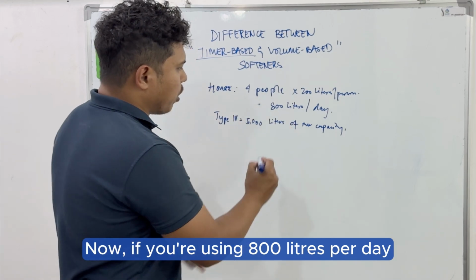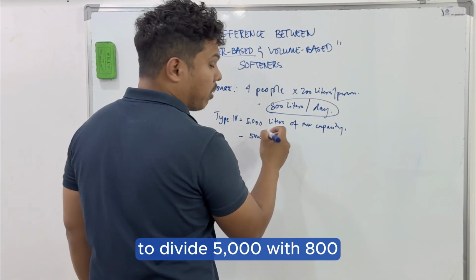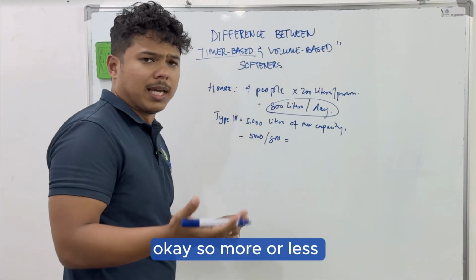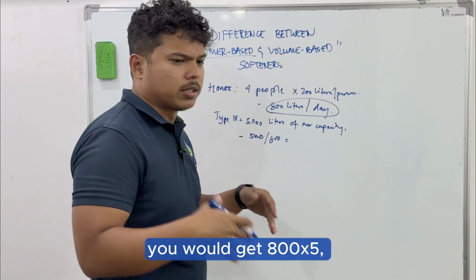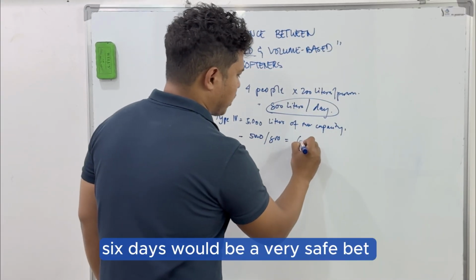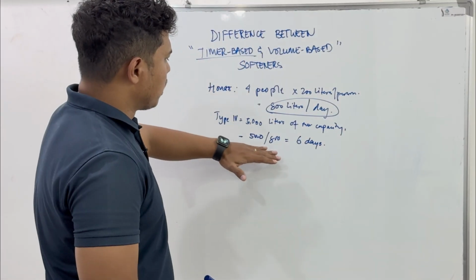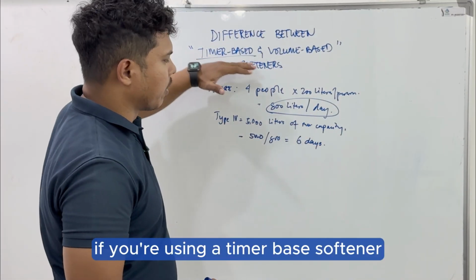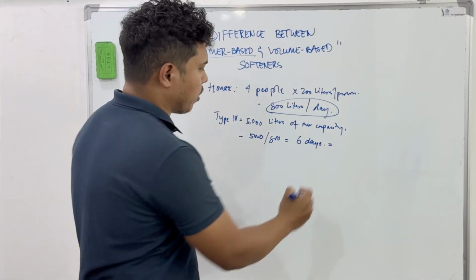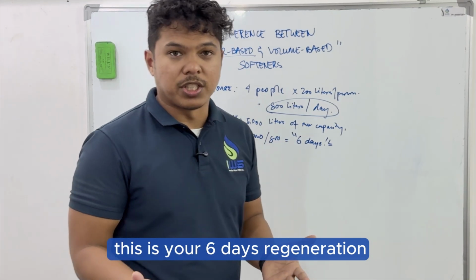Okay, now if you're using 800 liters per day, the simple math would be to divide 5,000 by 800. So more or less you would get around 6 days, okay? 6 days would be a very safe bet. Now, if you're using a timer-based softener, you would set the regeneration every 6 days. Okay? This is your 6-day regeneration.